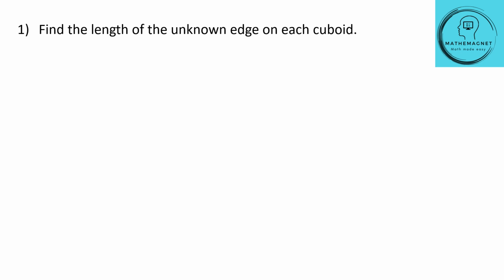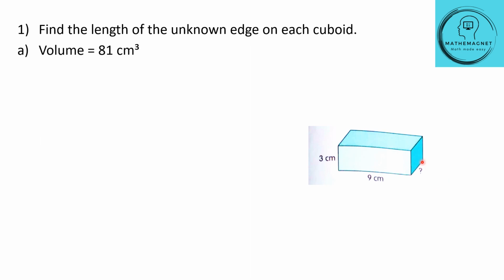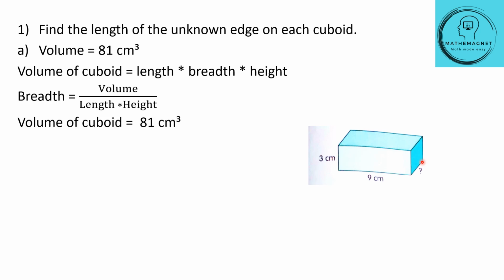Question number 1. Find the length of the unknown edge on each cuboid. Here in the image they have given us the length as 9 centimeters and height as 3 centimeters. They have asked us to find the breadth. They have also given the volume as 81 centimeter cube, and we know volume is length into breadth into height. So to find breadth, it will be volume by length into height. So we know all the three values. So it will be 81 divided by 9 into 3, which is equal to 3 centimeters. So the unknown edge, that is the breadth, is equal to 3 centimeters.